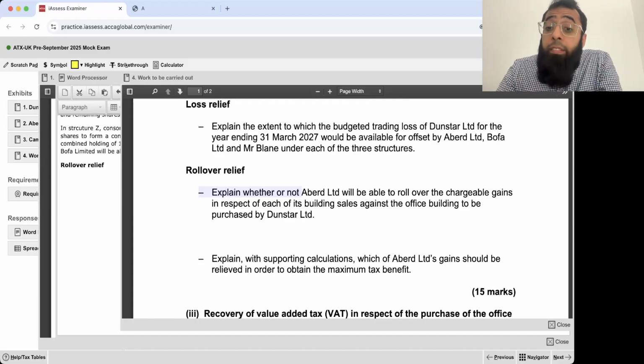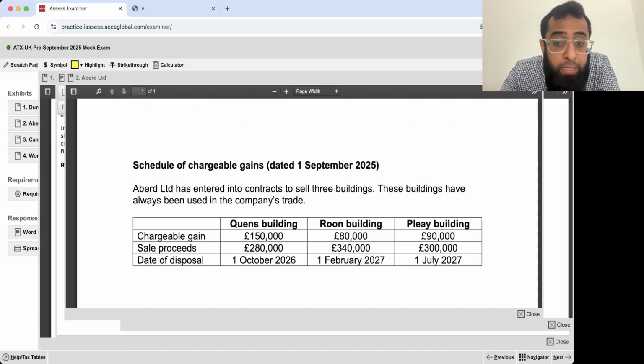Explain whether or not Abrid Limited will be able to roll over the chargeable gains in respect of each of its building sales against the office building to be purchased by Dunster Limited. See, Abrid Limited was selling these three buildings. If you remember, Quinns, Roon, Plie. Abrid Limited is selling these three buildings.